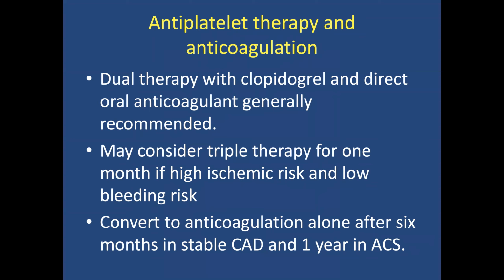So overall, with antiplatelet therapy and anticoagulation, dual therapy with clopidogrel and a direct oral anticoagulant is generally recommended. In those patients who are considered high risk for bleeding, or are considered high ischemic risk, you may consider triple therapy, so aspirin, Plavix, and a NOAC for 1 month if their bleeding risk is considered low. In the setting of stable coronary disease post-PCI, you should convert to anticoagulation alone after 6 months, and after 1 year in acute coronary syndrome.